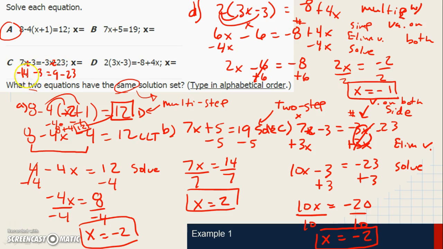So when we simplify this and simplify this, they should come out to the same number. So negative 14 minus 3 is a negative 17. And a 9 minus 23 is also a negative 17. So we found the same. We got the same number on both sides of the equation too, so that means that we solved this one correctly as well. So we can go ahead and write which two equations have the same solution set? Well, A and C.